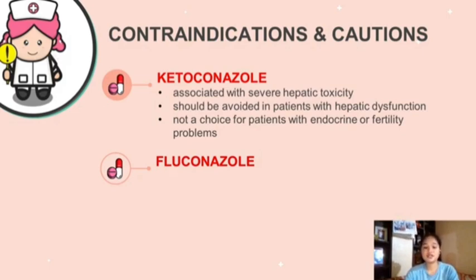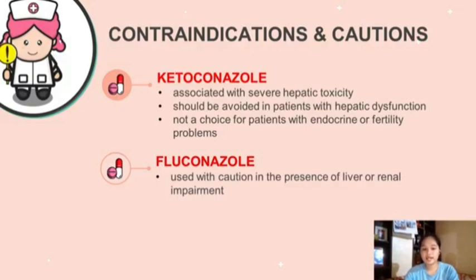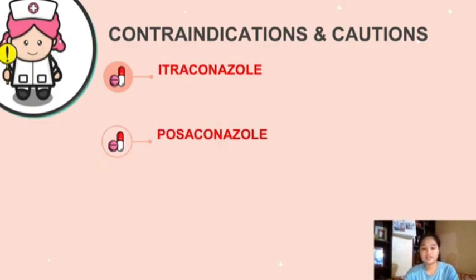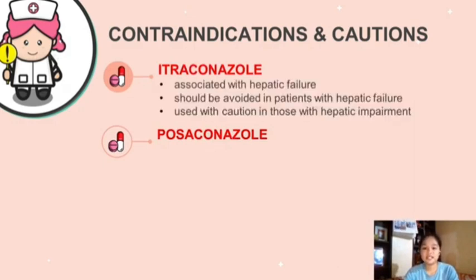Fluconazole, it should be used with caution for patients with liver or renal impairment because it may result in liver or renal toxicity. For itraconazole, it is also associated with hepatic failure, should be avoided in patients with hepatic failure, and it should be used with caution in those patients with hepatic impairment.